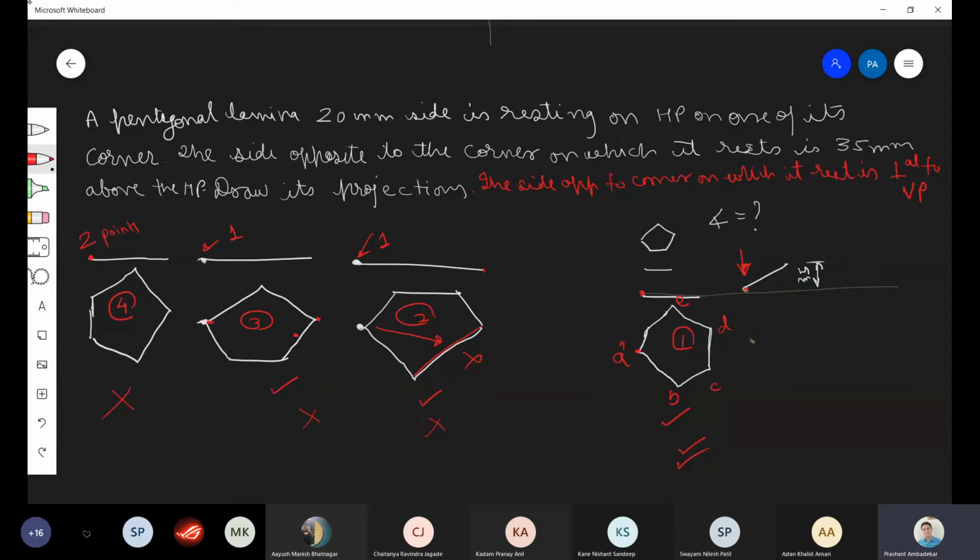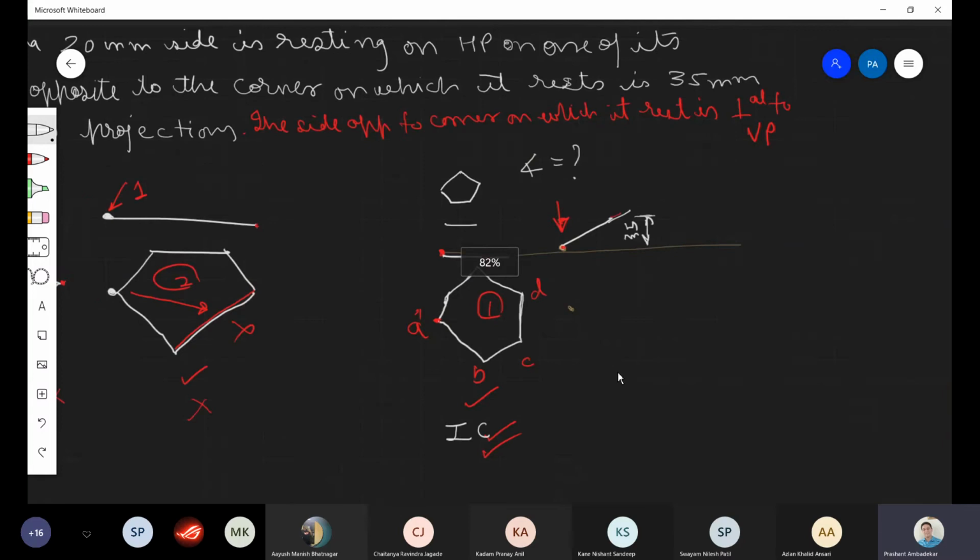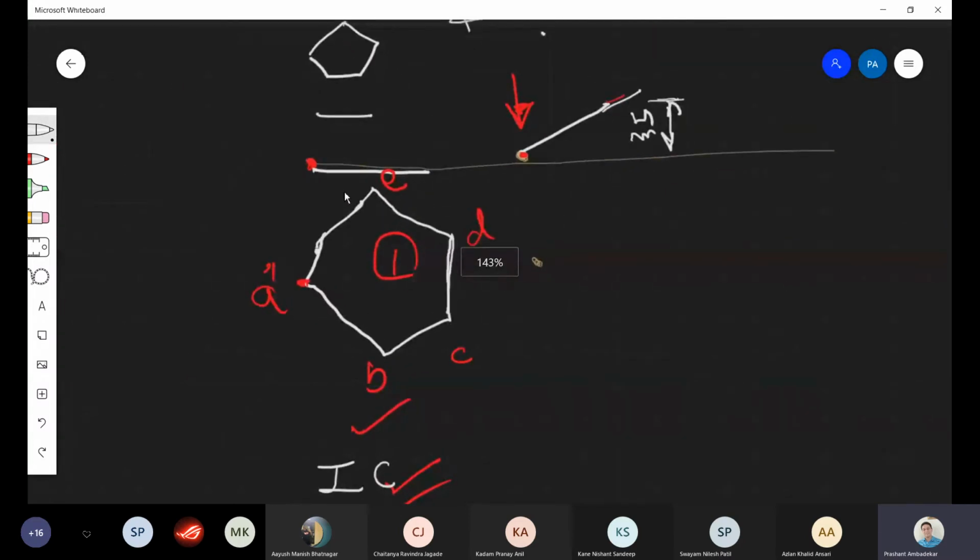Okay, then you can draw it. So this is the initial condition and this is the final condition. Now see, some of the students will draw it like this. I will zoom this for you. What some of the students do, they draw it like this. Now what is the problem with this?